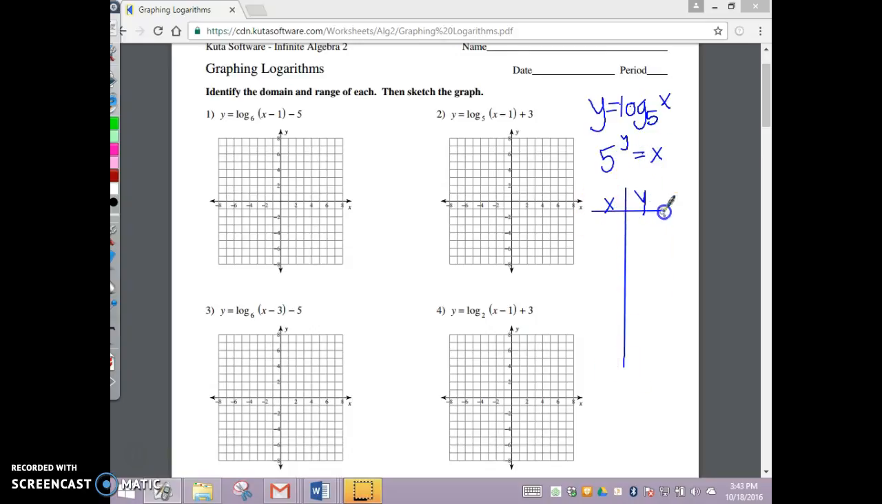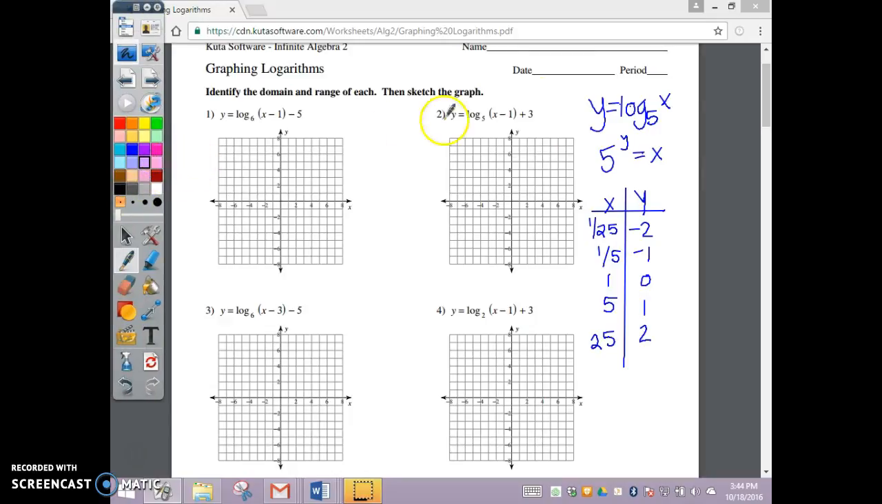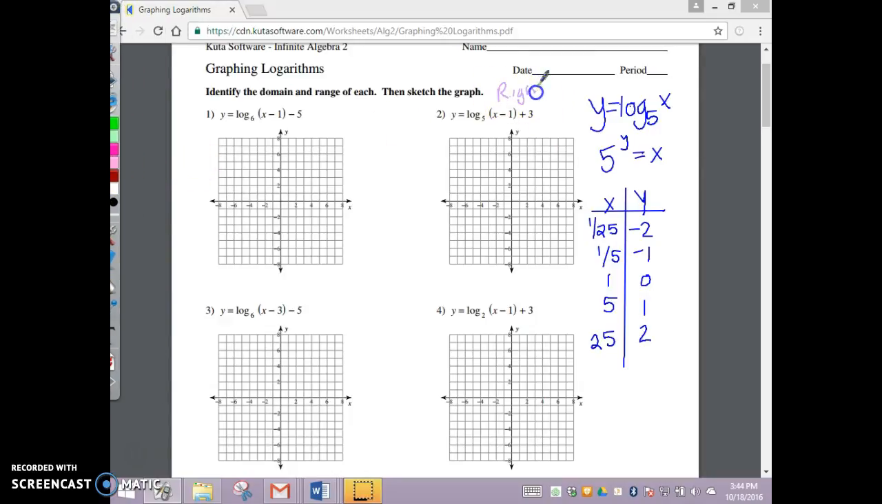Making my table. -2, -1, 0, 1, and 2. I'm plugging in for y because that's the exponent on 5. So 5 to the -2 means 5 squared, but in the denominator. 5 to the -1 means a 5 in the denominator. Anything to the 0 power is 1. 5 to the first is 5, 5 squared is 25. Okay, my transformation is, again, right 1 and up 3.